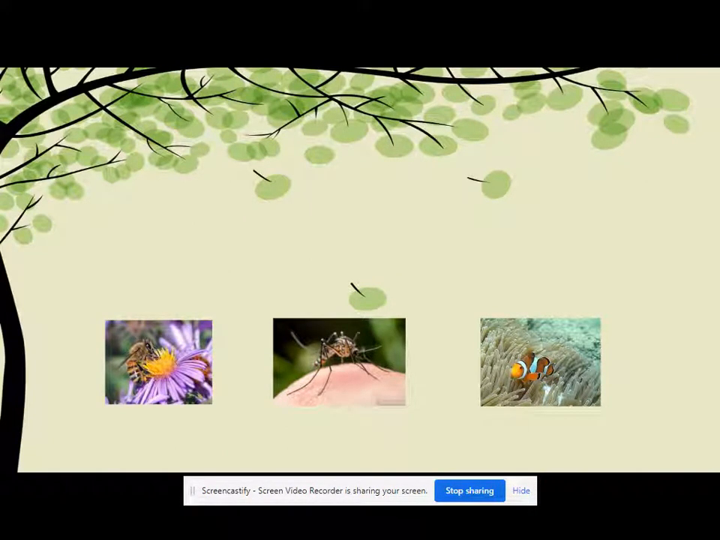Hey, Science 20s, it is day 2 of biology, and we're looking at interactions within the ecosystem. On Friday, I introduced the 3 different types of interactions, and I'm just going to give you the definitions for your note pack, and it's a bit of a review because you've probably heard of these before.